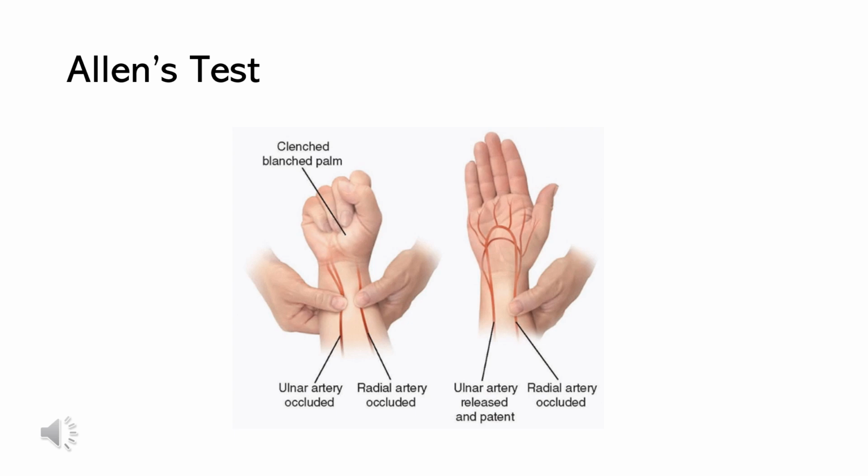If the hand pinks up but takes longer than that standard 15 seconds, it may be advisable to proceed cautiously or consider another site. Make sure to document the Allen test results meticulously in the patient's chart, indicating whether the radial site on that hand is appropriate for arterial puncture or if an alternative site will need to be used.